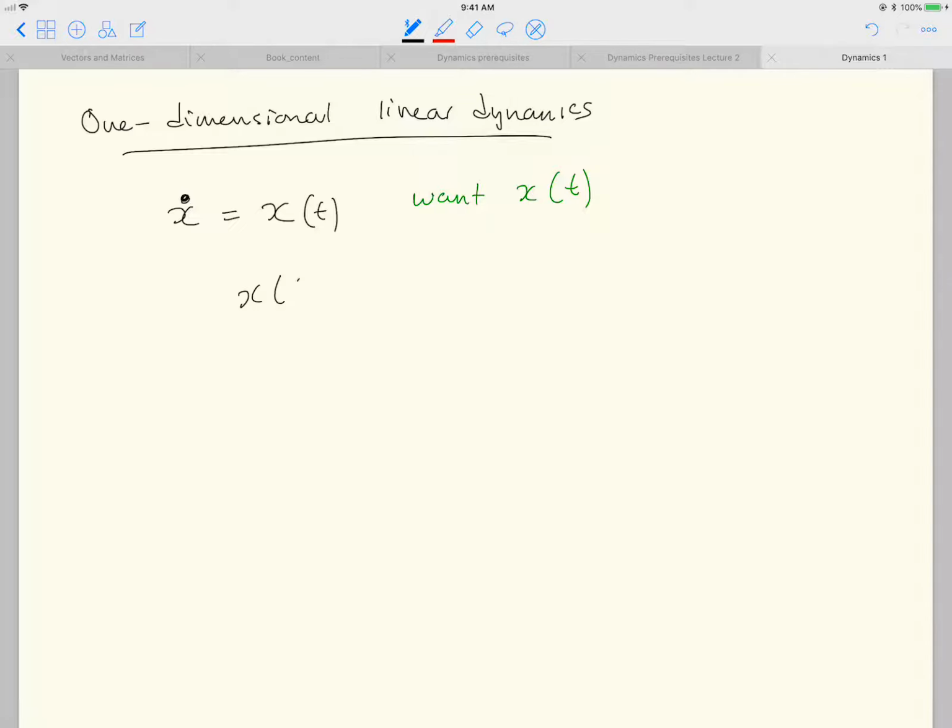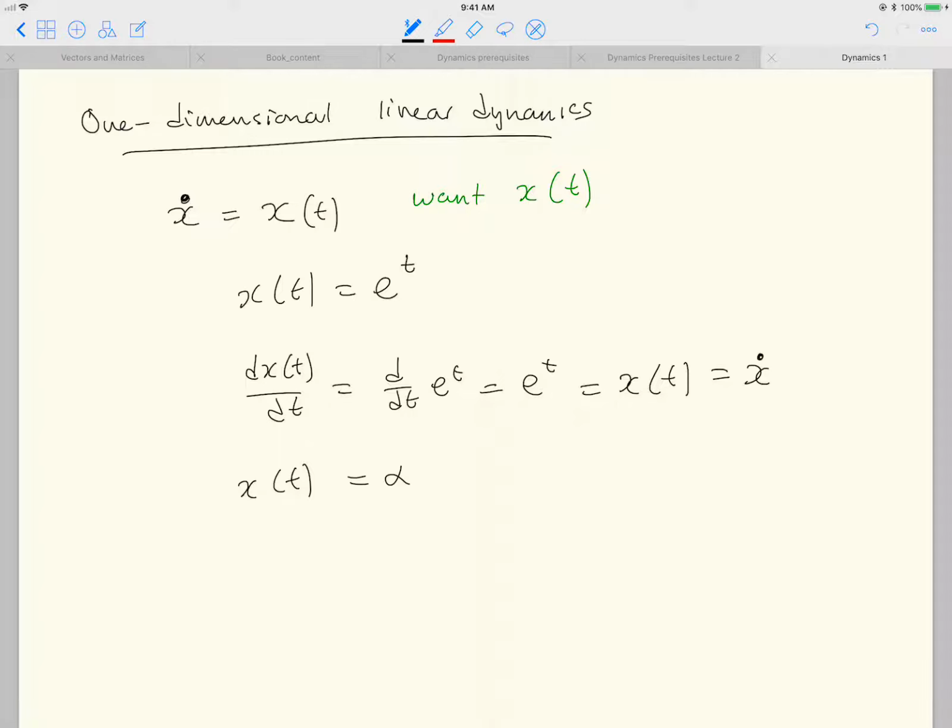So e to the t is a solution to this equation. What does that mean? That if we take its derivative, d of x of t by dt is d by dt of e to the t, which is e to the t, which is the thing we started with, right? So, great. This is indeed a solution to the equation. Now, there's more solutions to the equation. It's not just this one. Because it turns out that if you multiply e to the t times any constant alpha, what's the derivative of this function with respect to t?